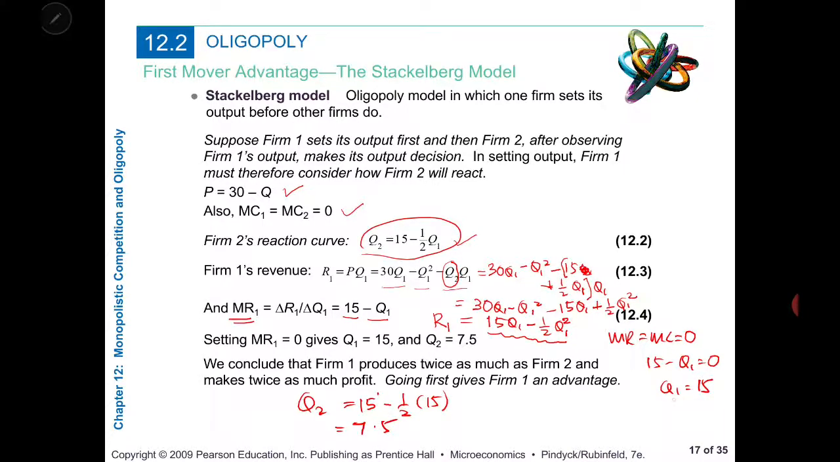So you see, the firm that is able to decide first will produce twice as much, or at least definitely higher than what the other firm will be able to produce, because this is what we call the first mover advantage. Yeah, going first gives firm 1 an advantage. We call this first mover advantage.